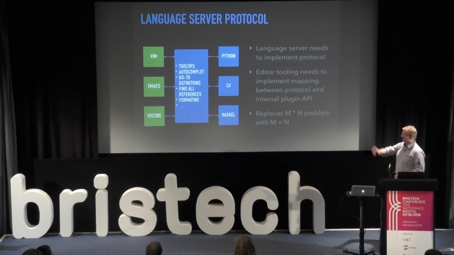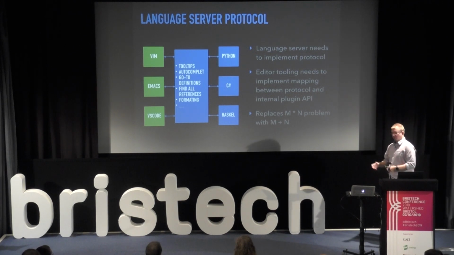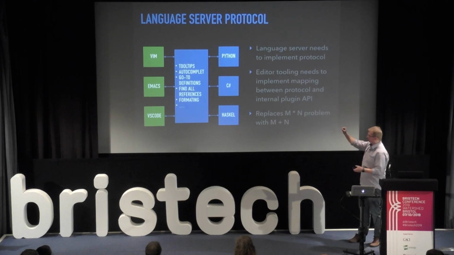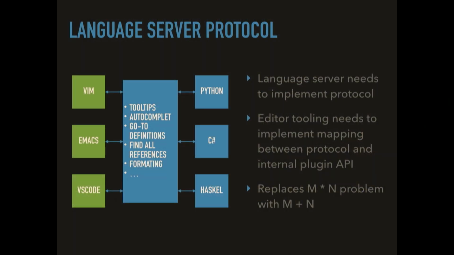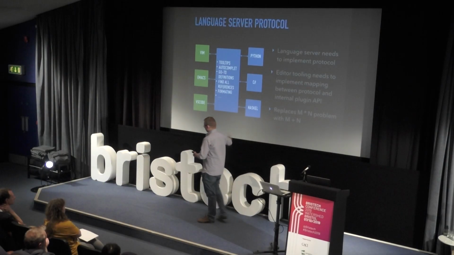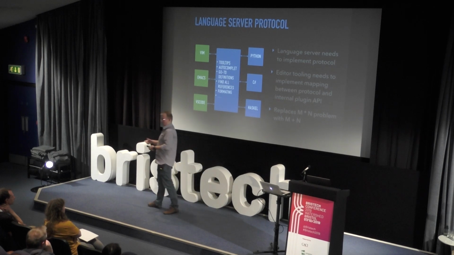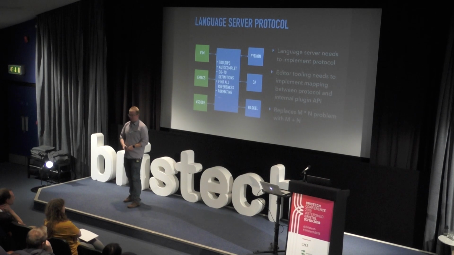And the editor, at the same time, just needs to implement the communication bridge. You don't need to create a Haskell plugin for Visual Studio Code, a Haskell plugin for Emacs, and a Haskell plugin for Vim. For Vim, Emacs, and VS Code, there are implementations of language server protocol plugins, and then you can plug any LSP-compliant server into such a plugin. Which means that in the context of the whole editor tooling ecosystem, it replaces the M times N problem with M plus N, which is an order of magnitude better, which is great.